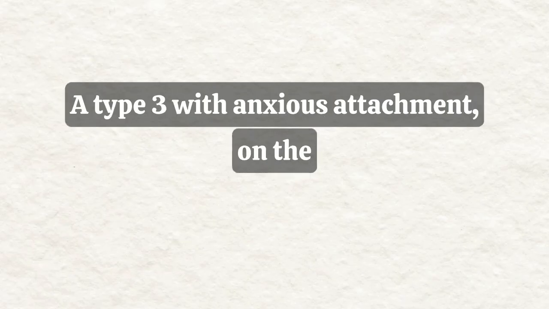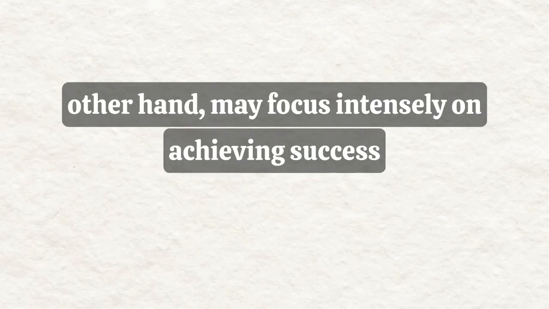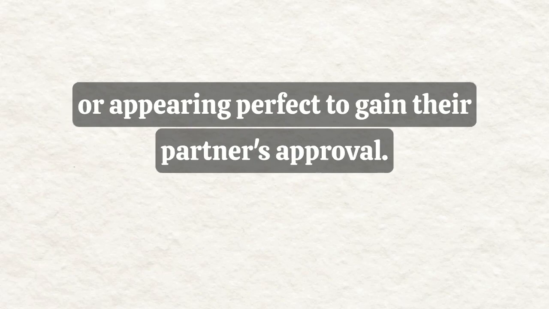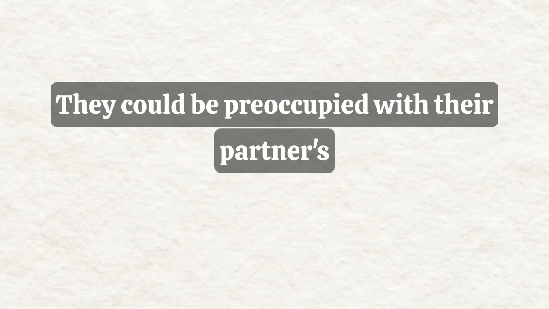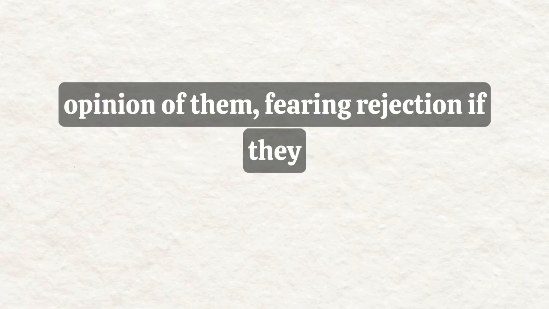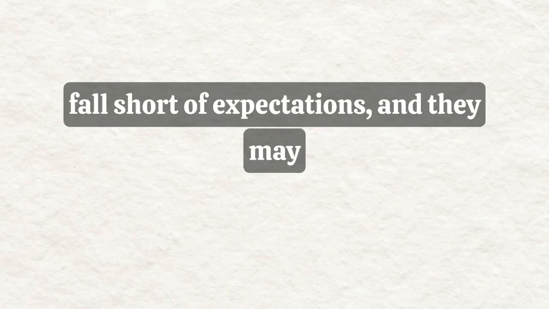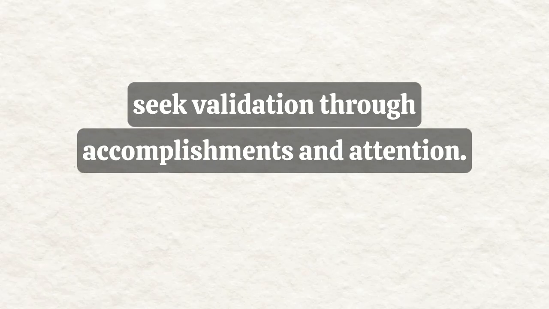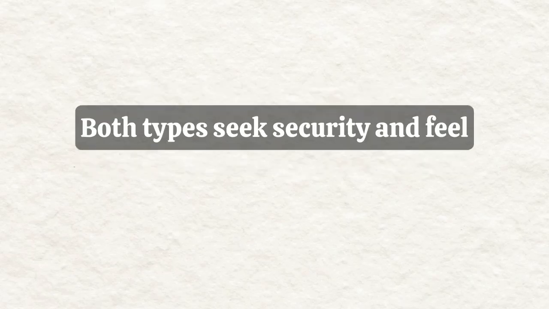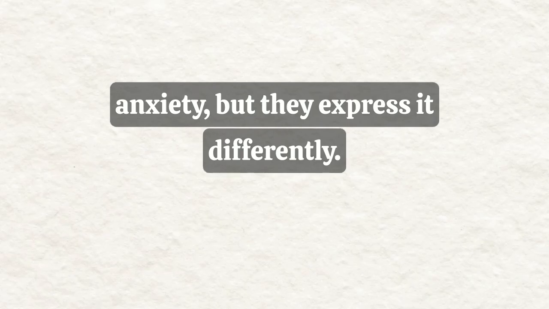A type 3 with anxious attachment, on the other hand, may focus intensely on achieving success or appearing perfect to gain their partner's approval. They could be preoccupied with their partner's opinion of them, fearing rejection if they fall short of expectations, and they may seek validation through accomplishments and attention. Both types seek security and feel anxiety, but they express it differently.